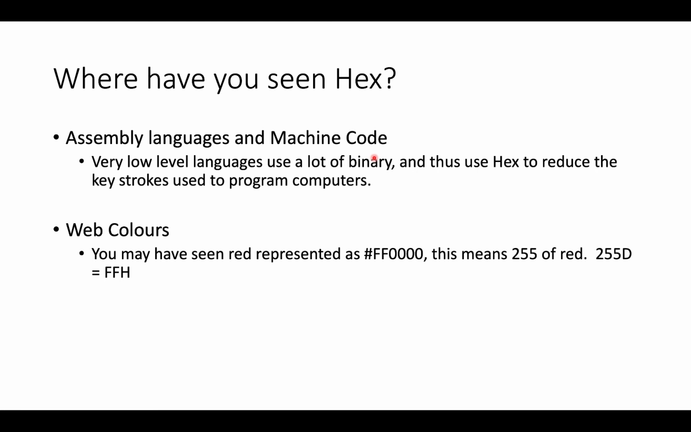But you may have already seen it when we're doing colors. Web colors tend to be represented in hexadecimal. So you might have seen colors being presented as FF for white, or maybe FF0000 for red. Okay, so where we're typing in FF, that's because that's actually the hexadecimal version of 255. Okay, so you might have already seen those colors when we were doing the web already.